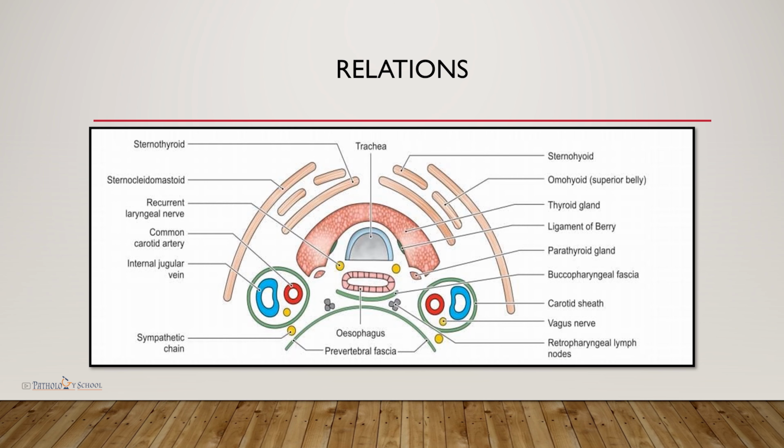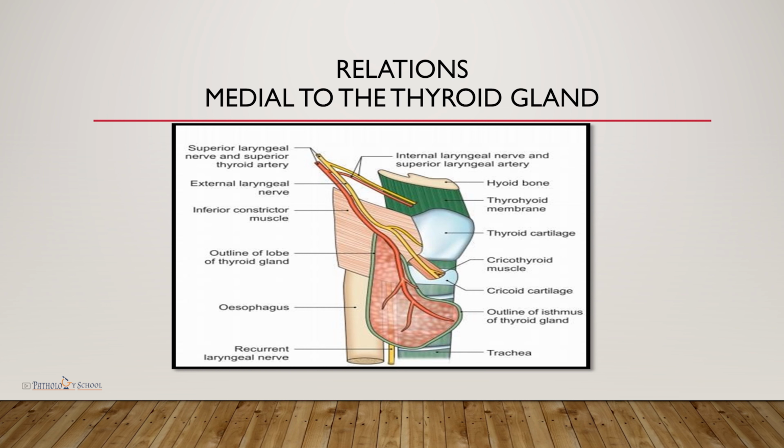Now let's have a look at the relations of the thyroid gland. Towards the anterior of the thyroid gland are the muscles sternothyroid, sternocleidomastoid, sternohyoid, and omohyoid. Posteriorly situated are the two tubes, trachea and esophagus. Towards the medial side of the thyroid gland are the two muscles, the inferior constrictor muscle and the cricothyroid muscle. Two nerves also lie medial to the thyroid gland, the superior laryngeal nerve and the internal laryngeal nerve.